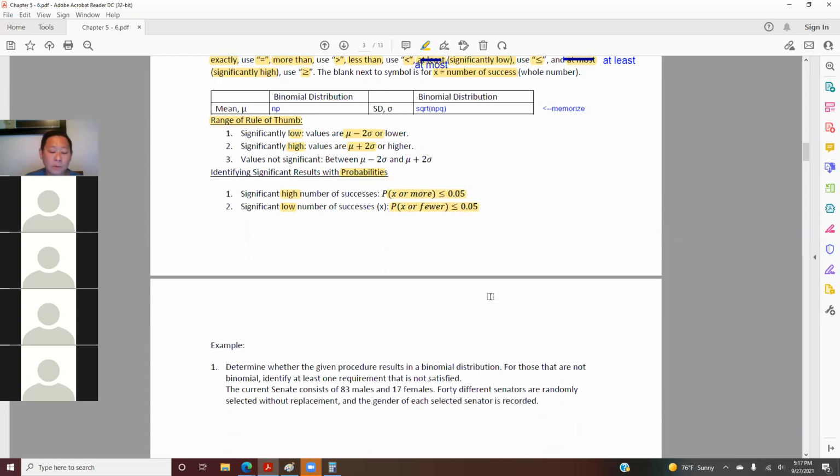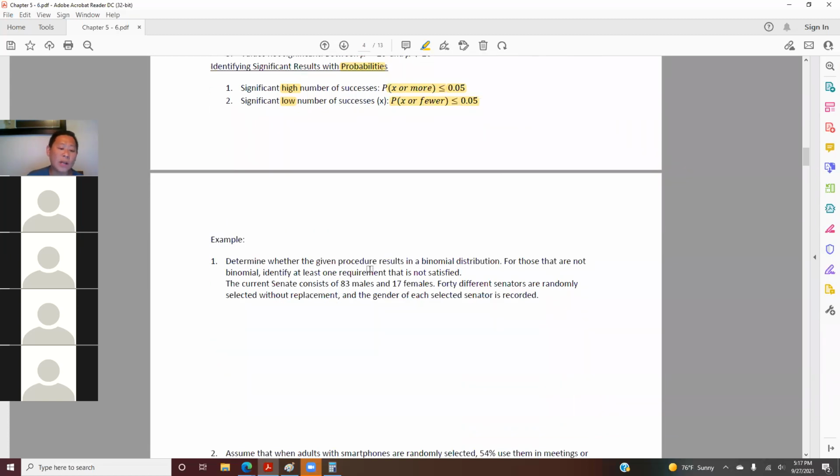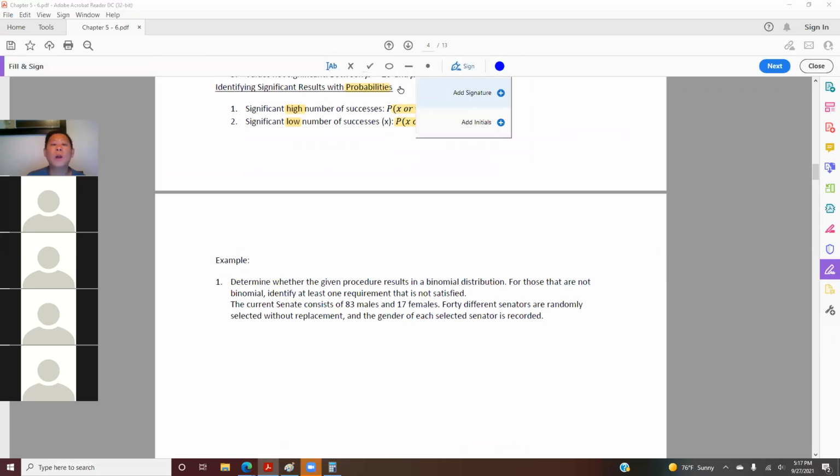So we'll look at some examples so you can figure out what's going on here. Question 1 is asking us if this procedure results in a binomial distribution, and if it does not, can you tell me what requirements it does not satisfy?